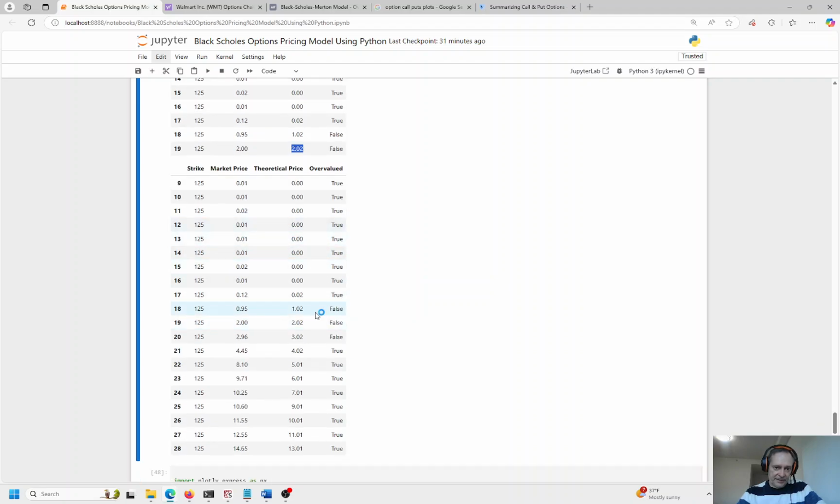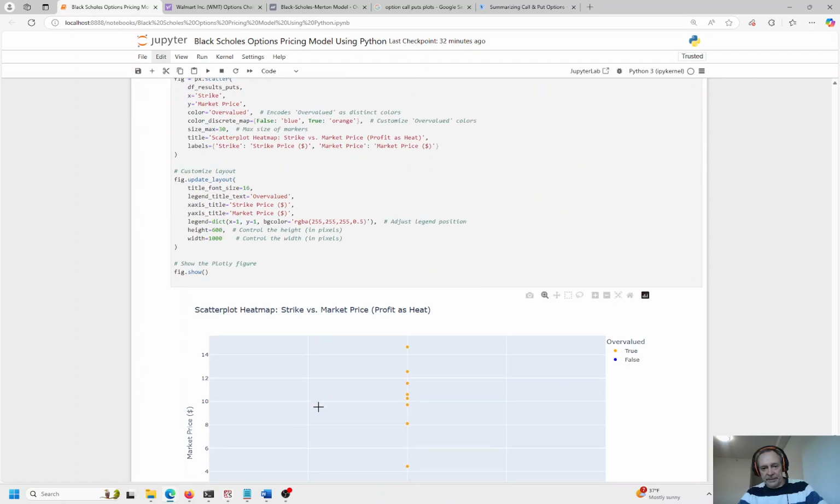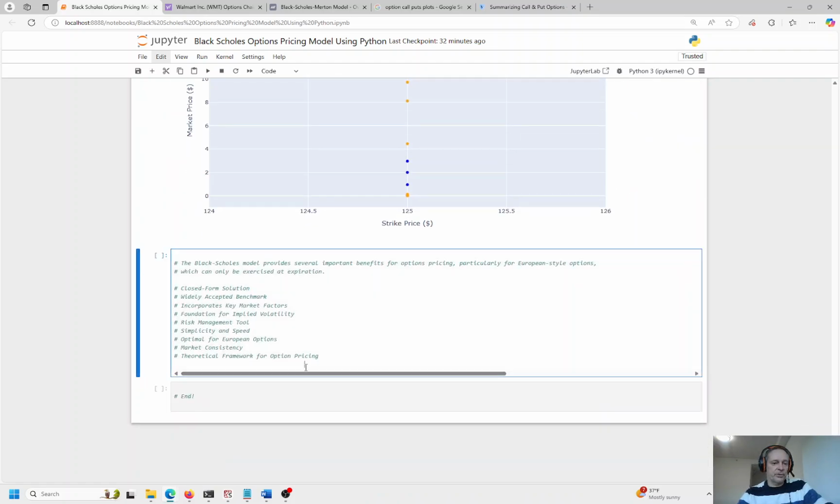So anything that says false over here, this is selling for 95 cents. It's worth $1.02. This is selling for 2. It's worth 2.02. And same thing here. You can buy this for $2.96. It's worth 3.02. Okay. All the others that say true, these are overvalued. You wouldn't touch it. Doesn't make any sense to buy those. You're probably going to lose money.